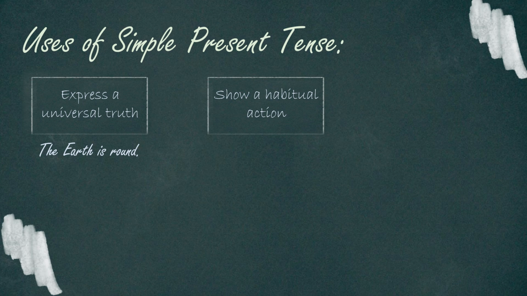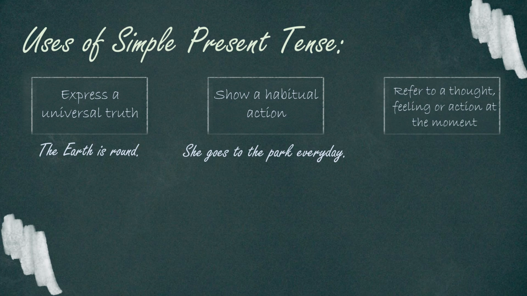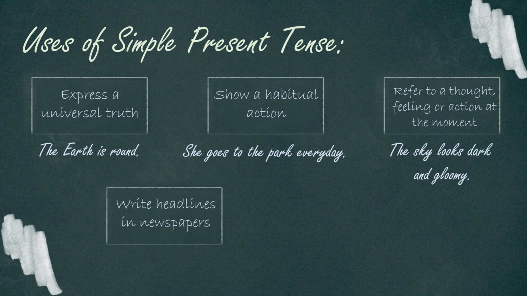We use simple present tense to show a habitual action. She goes to the park every day. Now the word every day shows us that it is a habitual action. We use it to refer to a thought, feeling, or action at the moment. The sky looks dark and gloomy. That is referring to a thought at the moment.